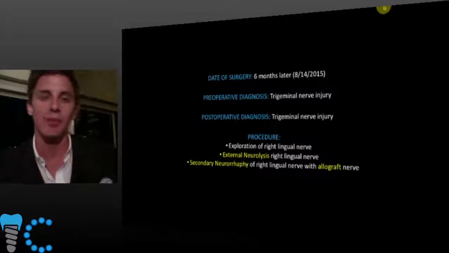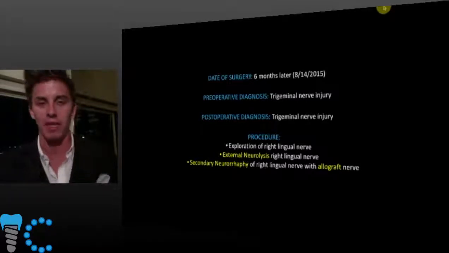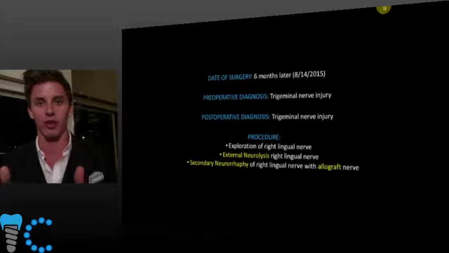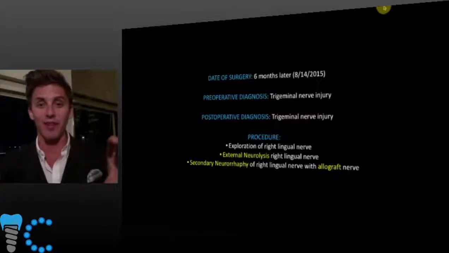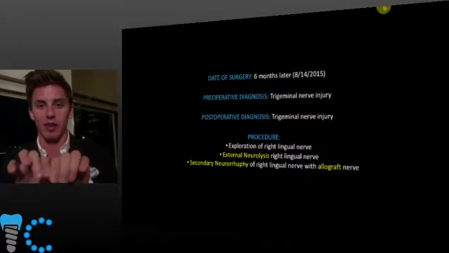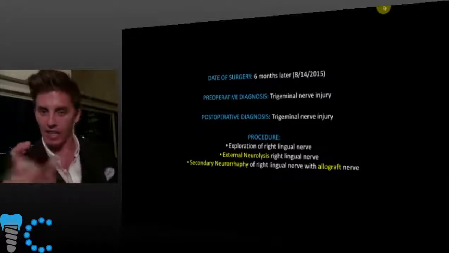If this said primary neuropathy, what that means is we would segment the nerve and then take the two native ends and suture them together. But it's secondary because we're adding an allograft in there.